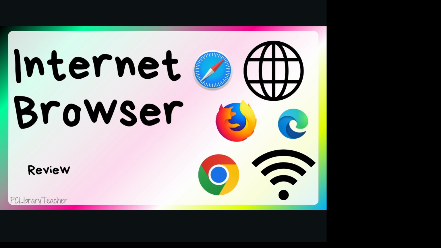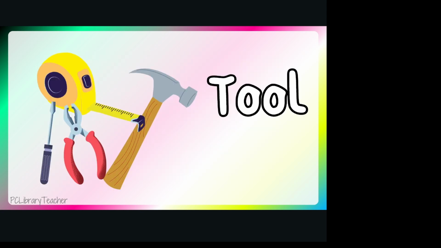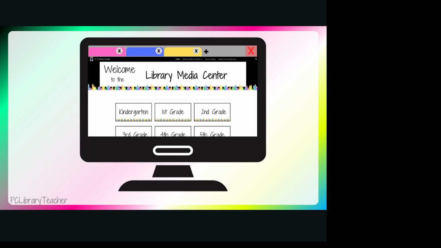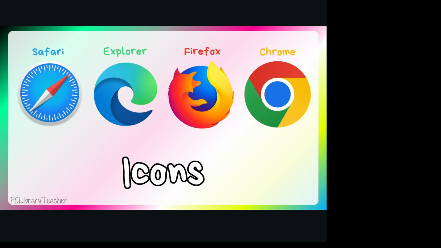Internet browser, a review. What is an internet browser? An internet browser is a tool that lets you use a phone or computer or tablet to visit different places on the internet. The internet is a digital world where you can find and use information. There are many different internet browsers that you can use to explore the internet. Each browser has an icon or picture that helps you recognize it.